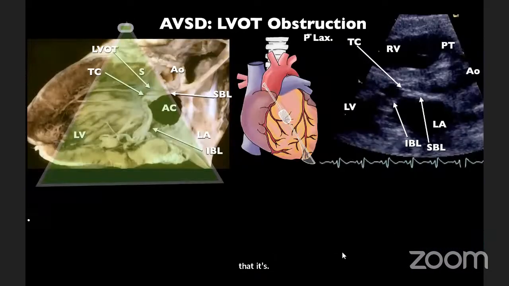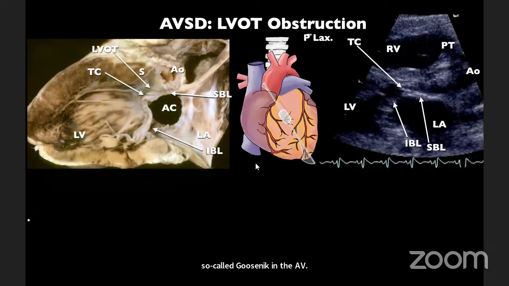Now, the other issue here is we talked about the inlet-outlet disproportion. Because the aortic root cannot extend into the ventricle embryologically, this area is elongated and may be narrowed, and it is always narrowed, giving rise to the so-called gooseneck in the AV septal defect. And here you can see how narrow is the outflow tract. Here's the aortic valve, and here's this narrowed outflow tract.